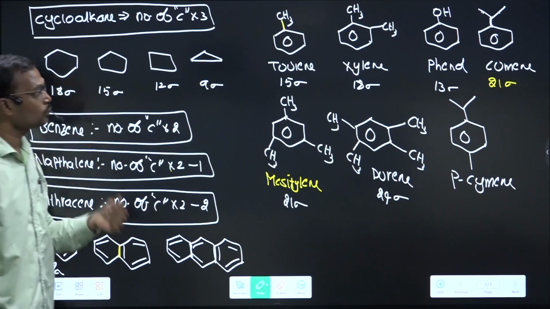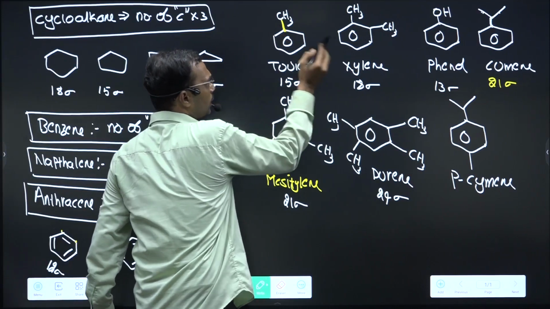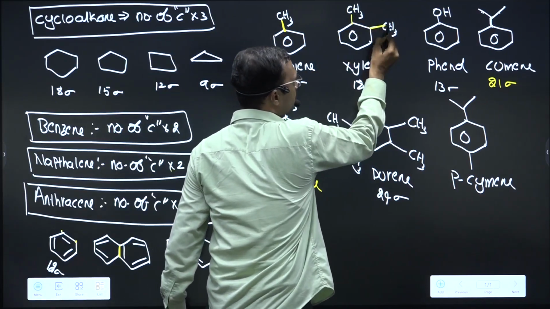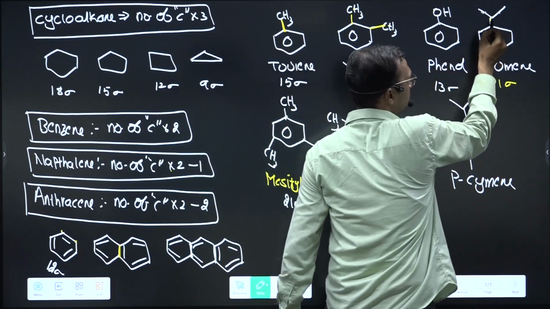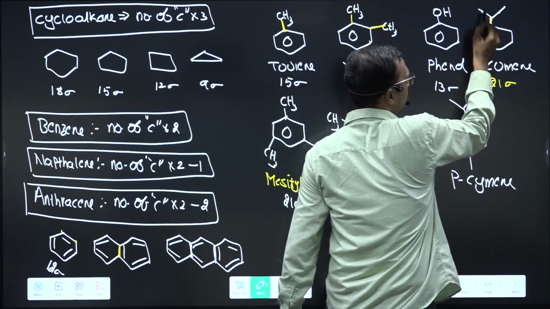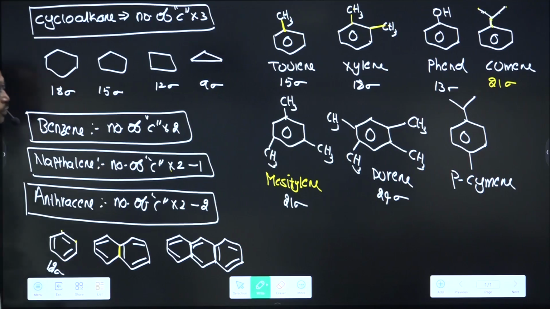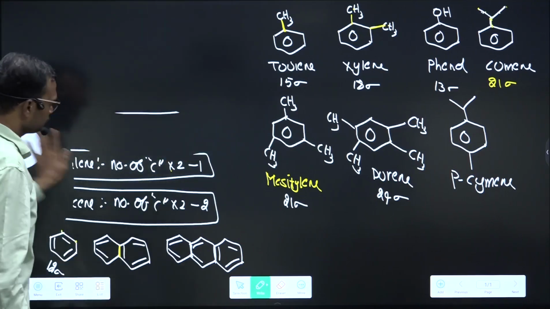Clear? Up to this bond, remember, is it a benzene bond or not? Up to this bond, just 12. Up to this, 2 bonds, 12. 12 plus 3, 15 plus 3, 18. Up to this bond 12. 12 plus 3, 15, 18, 21. Like that. You need to target benzene attached bonds first.